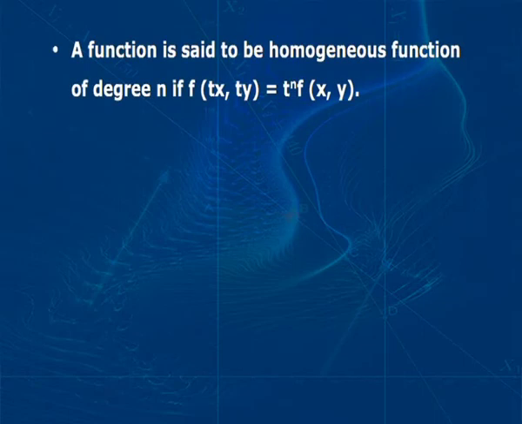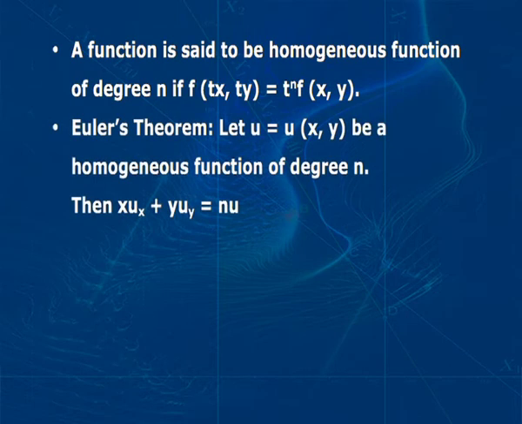A function is said to be a homogeneous function of degree n if f of tx, ty is equal to t raised to n f of xy. Euler's theorem: let u is equal to u of xy be a homogeneous function of degree n, then x ux plus y uy is equal to n u.